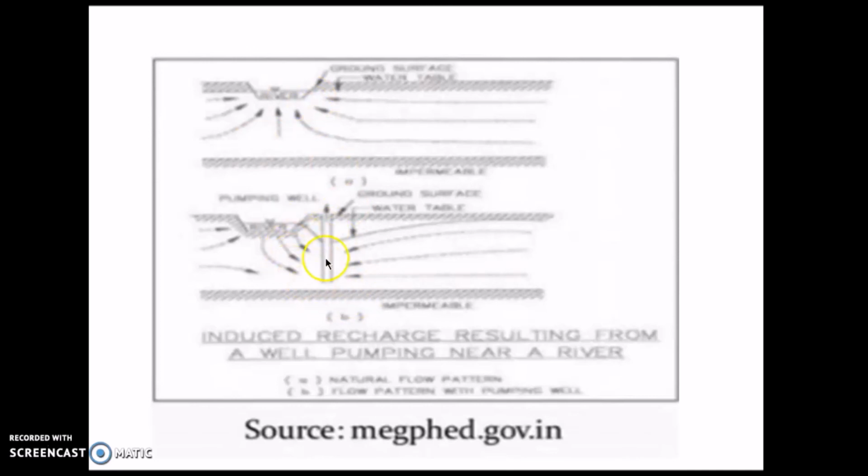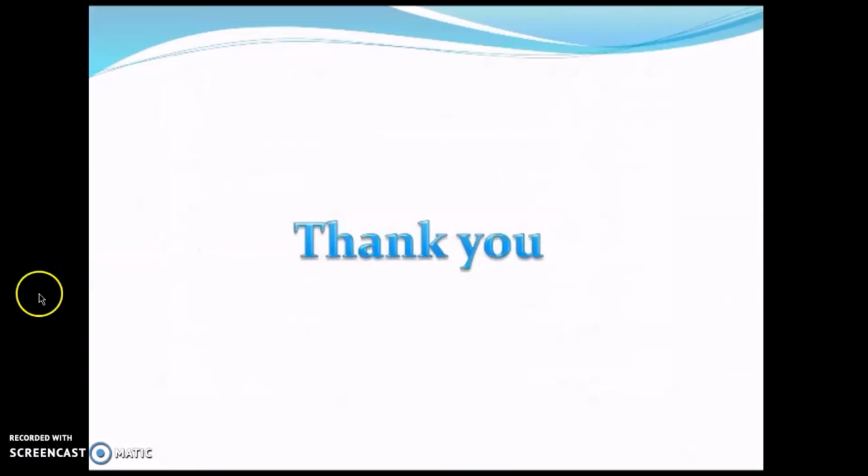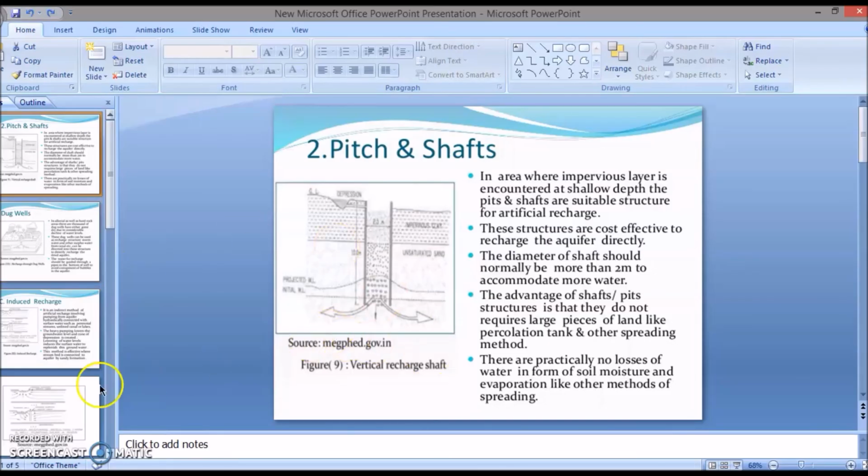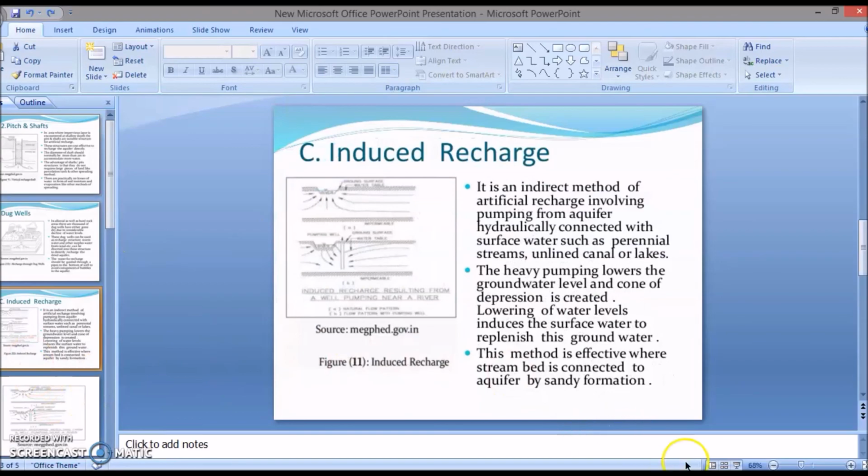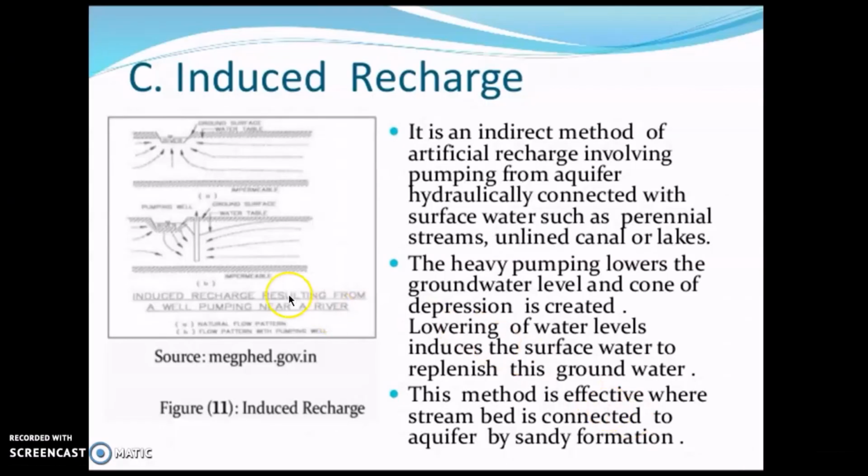And all the water will be accumulated at this depression zone. All this water will be accumulated in this depression zone, and this entire area will be recharged, and a new aquifer will be formed at this point. This is how we are giving this induced method, the indirect method of artificial recharge.